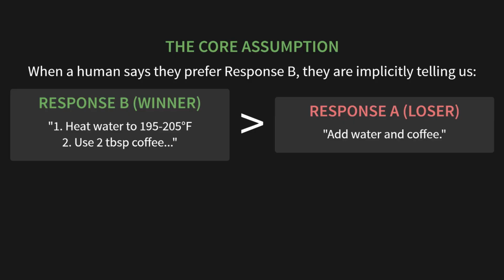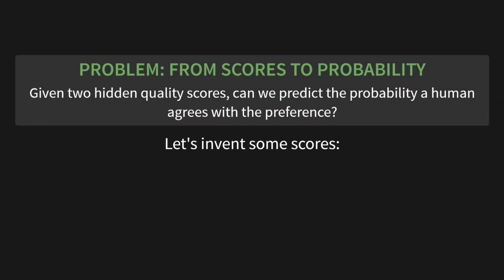Think back to our coffee example. Response B, the winner, gave those super detailed instructions. Response A, the loser, just said add water and coffee. So when a human prefers B, what they're really saying is that the score for B, let's call it R sub B, is greater than the score for A, or R sub A. It's that simple. R_B is greater than R_A. But now we have a problem. From these scores, how can we predict the probability a human would agree with this preference?